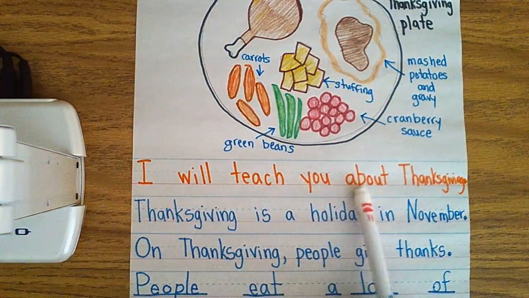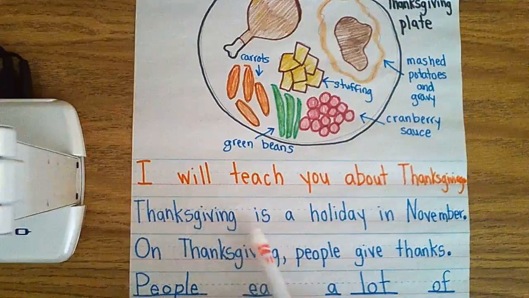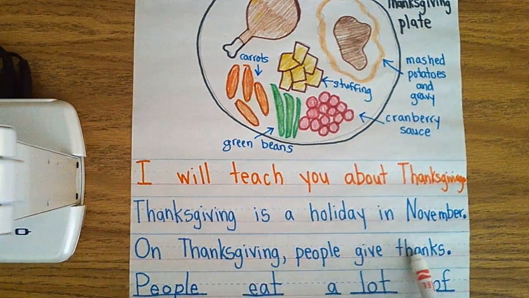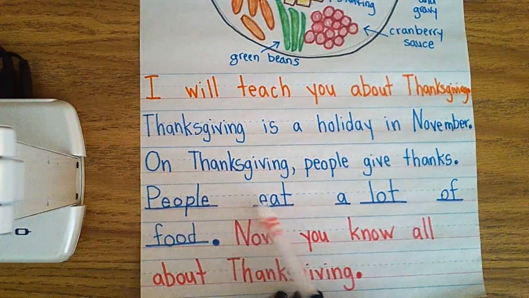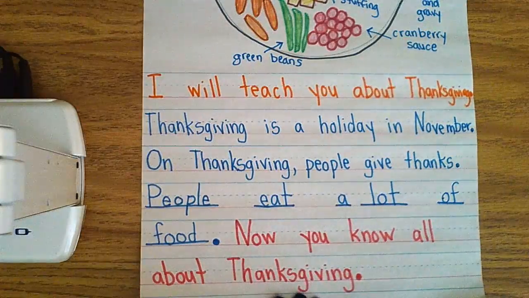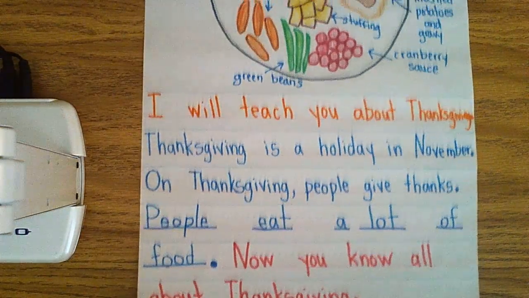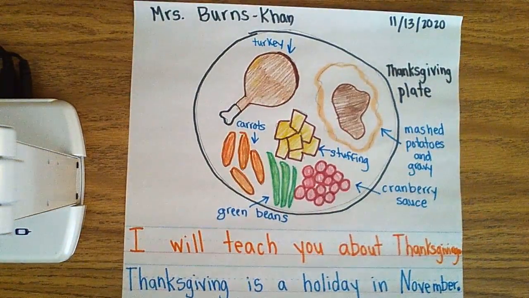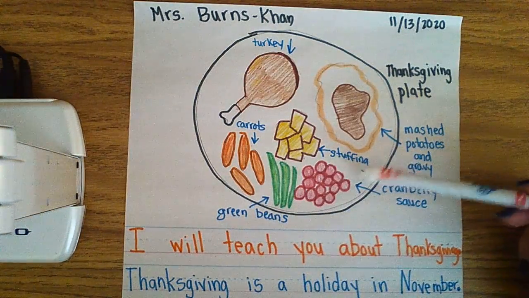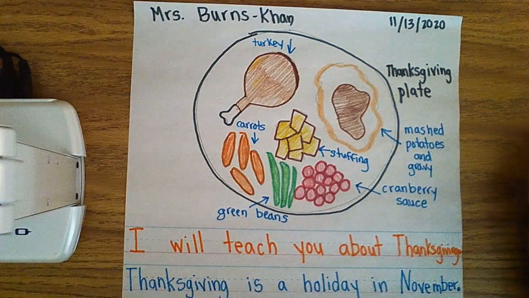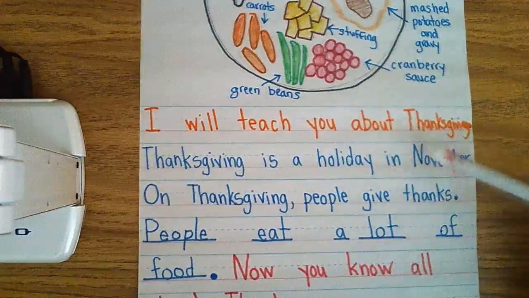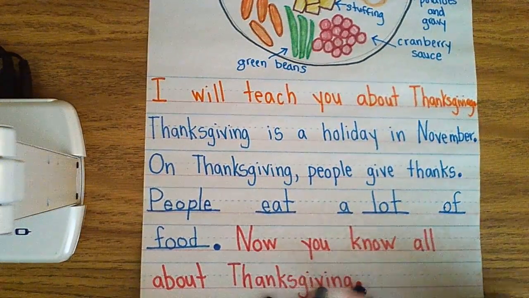Now let's go back and reread our paragraph to make sure it sounds right and makes sense. I will teach you about Thanksgiving. Thanksgiving is a holiday in November. On Thanksgiving, people give thanks. People eat a lot of food. Now you know all about Thanksgiving. And guess what, friends? We taught them all the different kinds of foods that people eat on Thanksgiving in our teaching picture. So go ahead and start working. You should probably start with drawing your teaching picture first. Then you're going to write your opening or your topic sentence, 2 or 3 teaching sentences, and wrap it up with your closing sentence.